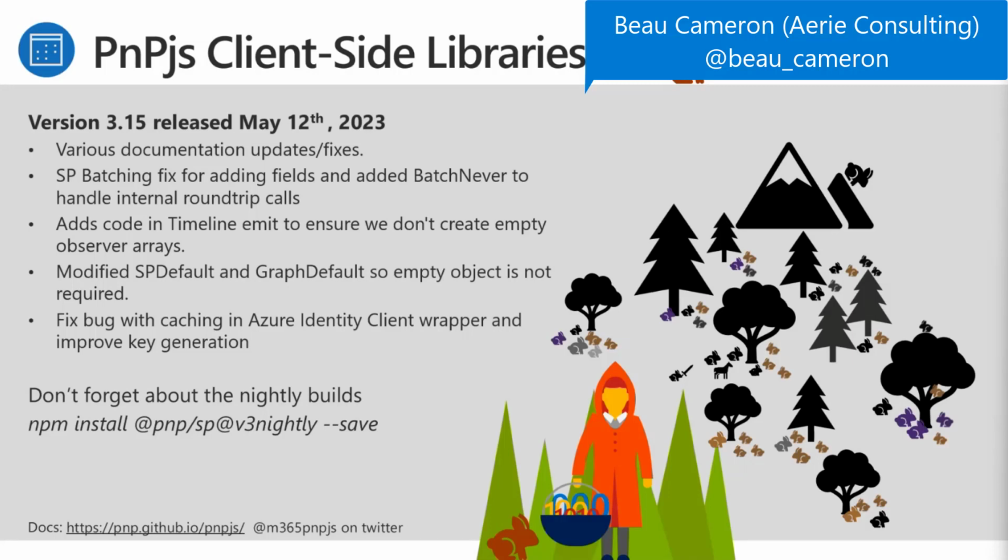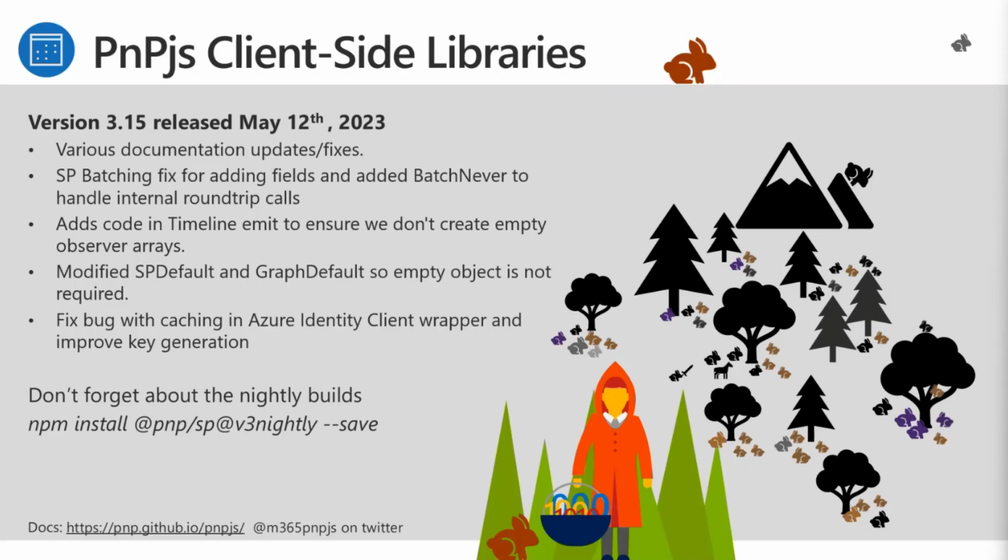which included a bunch of documentation updates. We had some significant updates to our batching timeline. So what originally started out as the inability to batch fields to SharePoint lists, we actually found some larger issues where internal round trip calls weren't working. So we introduced a new behavior called batch never to support that. We've also added some new code to our timeline where some observers were being added to our factory objects, which caused some debugging issues if you were improperly creating your SP objects.